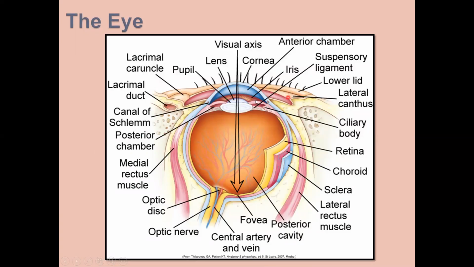You can see here the lens, the anterior chamber, the aqueous humor in here. You can see the optic disc and the nerves. And I want to bring to your attention the two lateral and medial muscles that move the eye, and then the retina is right here too.